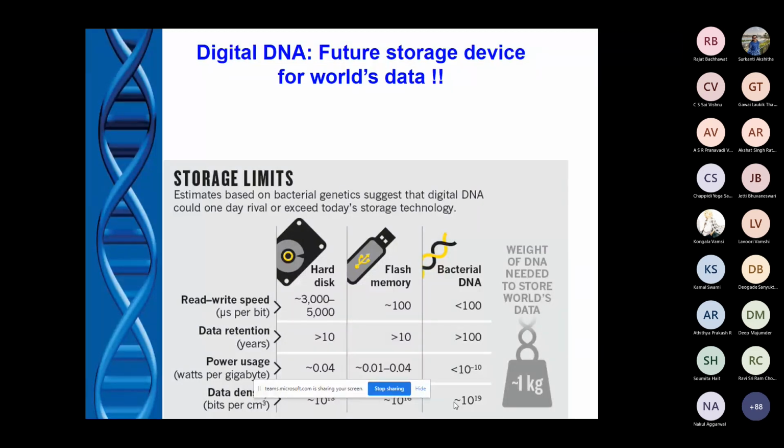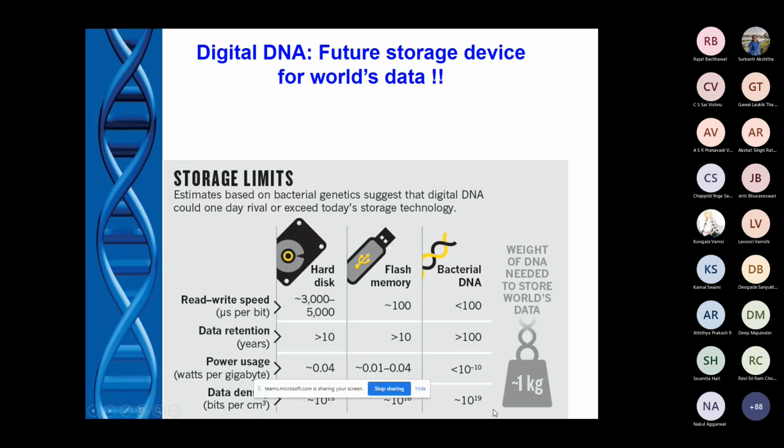And here you can see what we are trying to say. This paper came, I believe, around 3 years back in Nature. I will send you the paper also; I will upload it in your MS Teams. The weight of DNA needed to store the world's data is around 1 kg of DNA. That's all, to store the world's data. So you can understand this is because of the very high data density here.